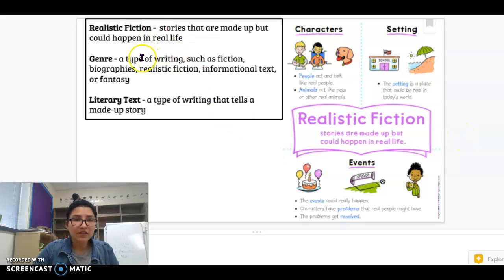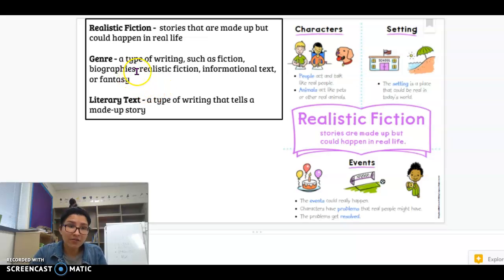Let's go ahead and go over these words to better understand what realistic fiction is. So realistic fiction, they're stories that are made up but could really happen. That's what we just went over. Now, did you know realistic fiction is a type of genre? Remember last week we talked about biography and we're like, that's a genre. Well, a genre is a type of writing like fiction, biographies, realistic fiction, informational text, fantasy, fables. They're just different types of writing, okay?